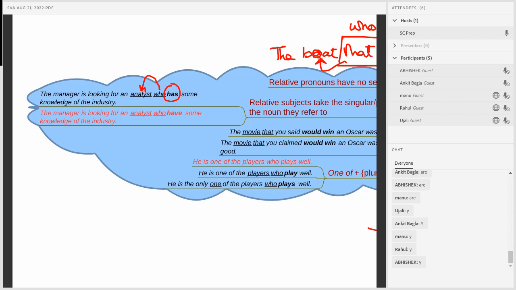Quick check. Let me have a yes or a no on this. Let me know if you're comfortable. Okay, I've received 2 or 3 yeses. Abhishek's also okay with it, and Ujali's also comfortable with it. Very good.